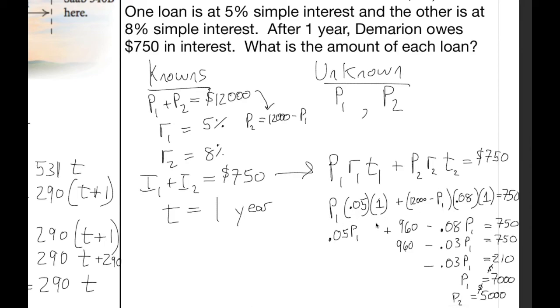You can kind of multiply and distribute and combine like terms and subtract 960, and you get negative 0.03 P1 is equal to negative 210. And we divide both sides by negative 0.03, you get P1 is equal to $7,000. So if P1 is $7,000, you can put it in this equation right here and get that P2 is $5,000.